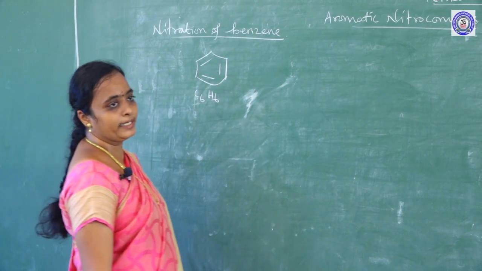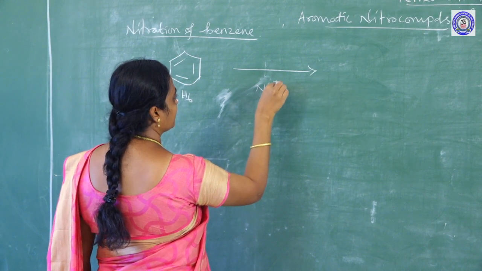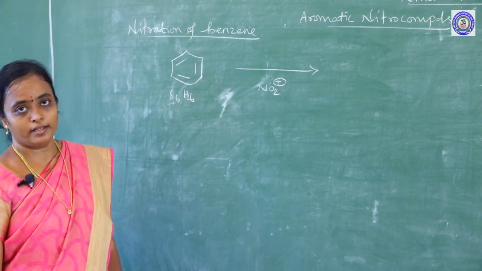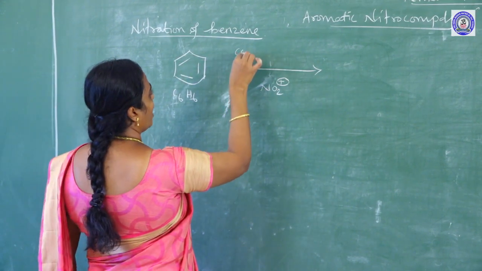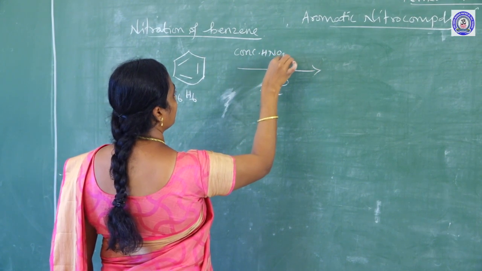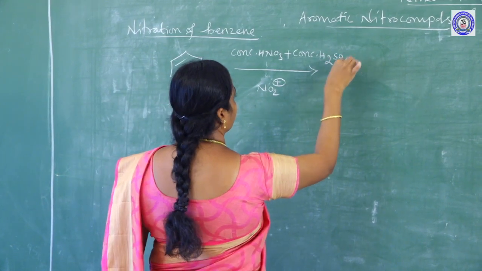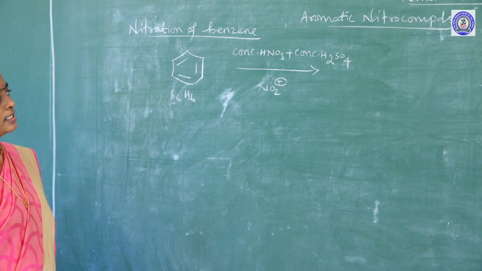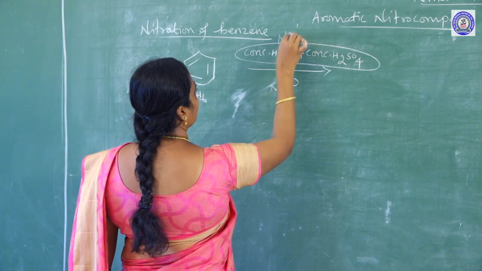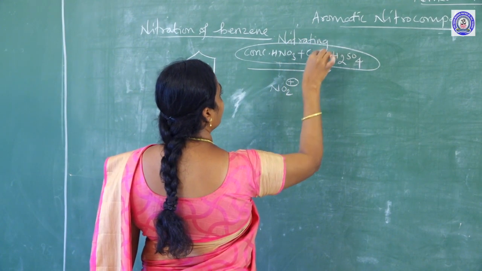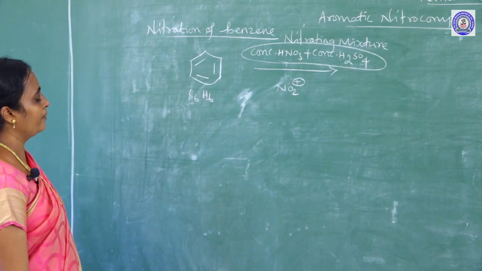So, how to use nitration? Because nitration means the electrophile used is NO2+. But how do you get this electrophile? This electrophile you are going to get from 2 reagents: one is concentrated nitric acid, HNO3, and the other is concentrated sulfuric acid. Only the combination of these 2 gives a mixture whose name is the nitrating mixture, and this gives the electrophile NO2+.